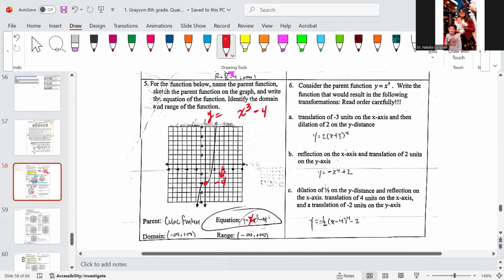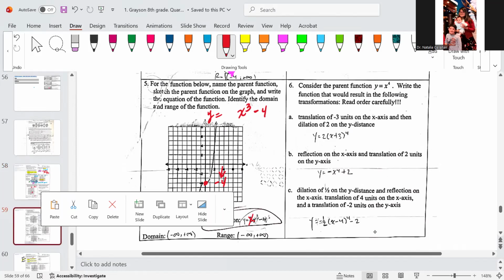And then the range is correct. The domain's correct. That's it. Yeah, so just correct it. Okay. It looks like you got the really hard questions right, but you got the easy ones wrong. Do you understand that? Yeah. So make sure you check your work.